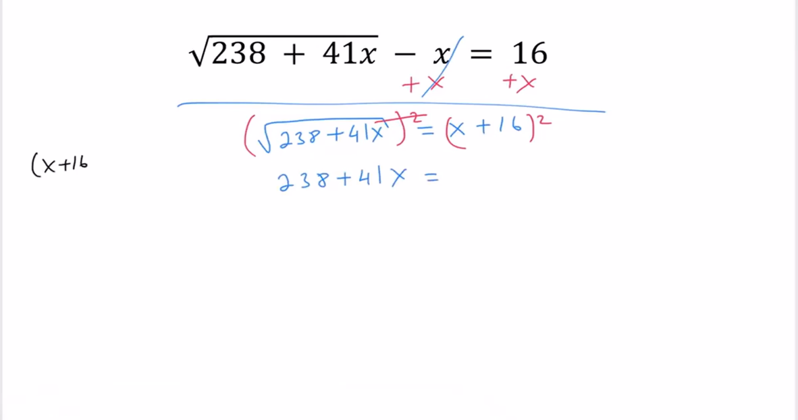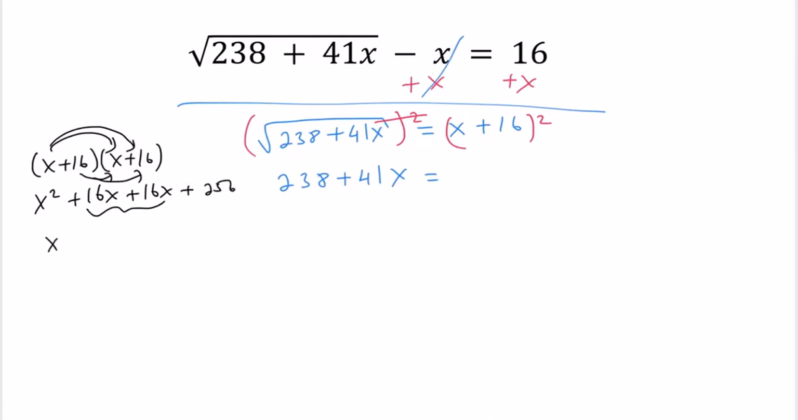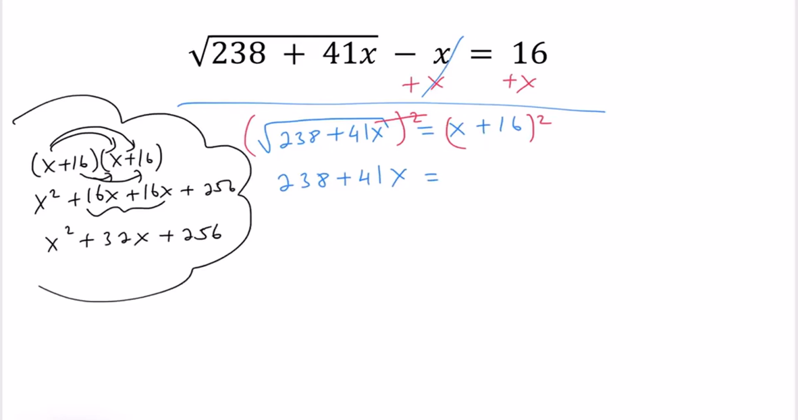So we have x plus 16 times x plus 16. So x times x, so that is x squared. X times 16, so we have 16x. 16 times x, so that is another 16x. And 16 times 16, so we get 256. Combine the middle terms. So we end up with x squared plus 32x plus 256.